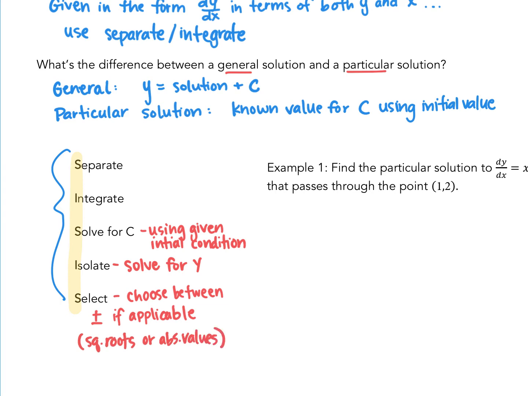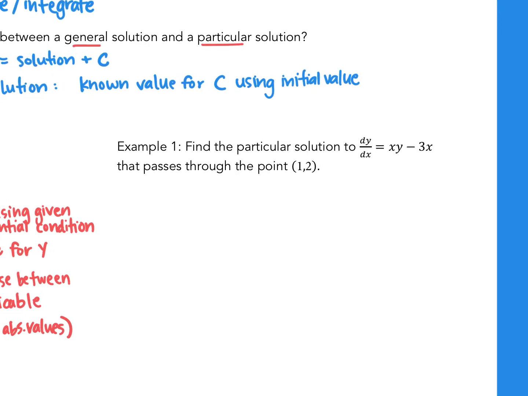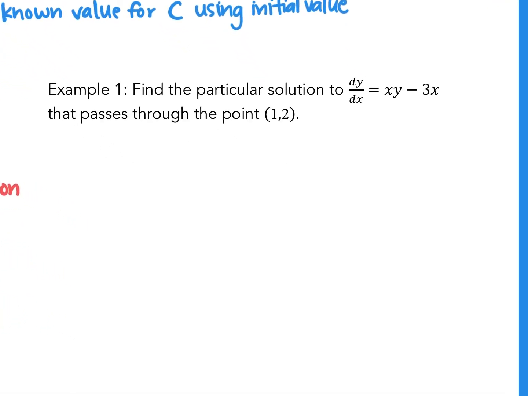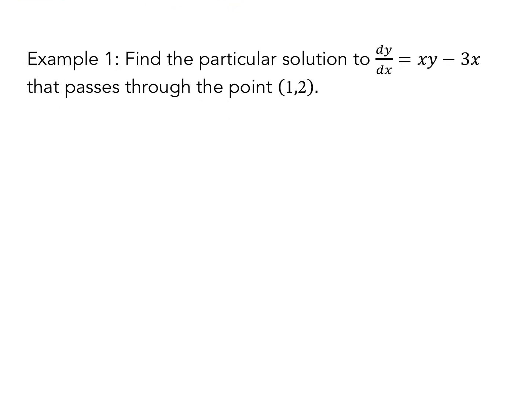So let's practice finding a particular solution. That means you're going to find the value of plus c for the following differential equation, described in terms of both x and y, given the initial condition of the point (1, 2). All right, so let's start with separate. So our dy dx, and we're going to factor out the common value of x. That leaves me with y minus 3. So that's the separate part. You get a point just for doing that. So we're going to put y minus 3, and then we'll have x dx.